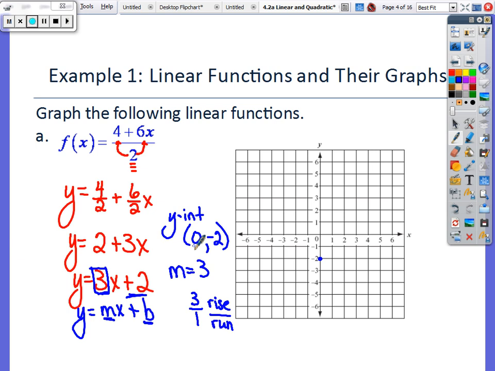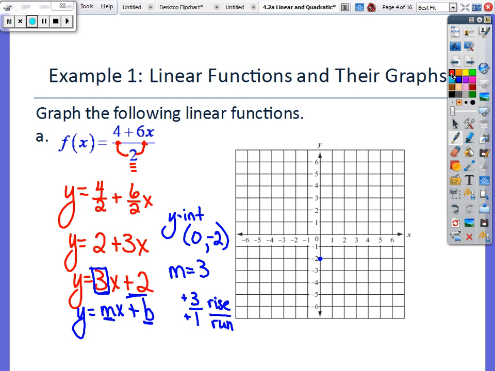Now, it's a rise of 3 and a run of 1. Now, it's a positive 3 over a positive 1. Positives are directions, negatives are directions. So when a positive 3 means up, that's a rise up 3 and a run to the right 1. Positive means to the right or up. Negative means down or to the left. And so what we have here is a positive 3.